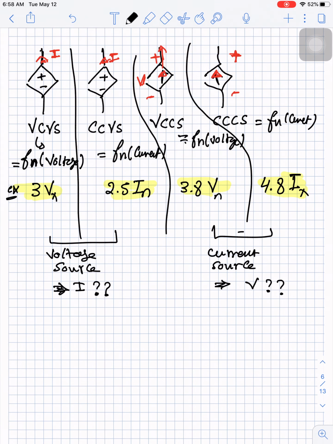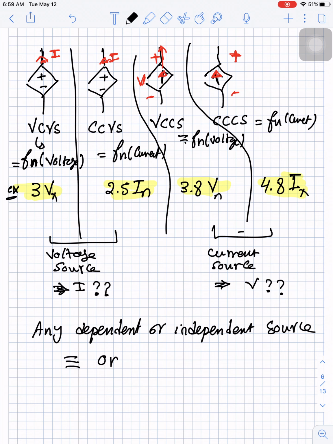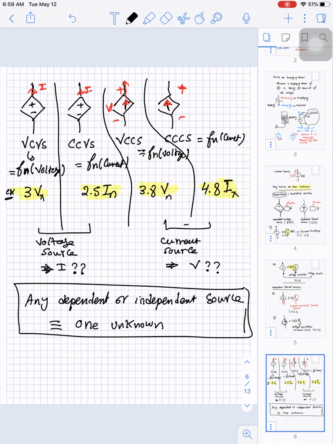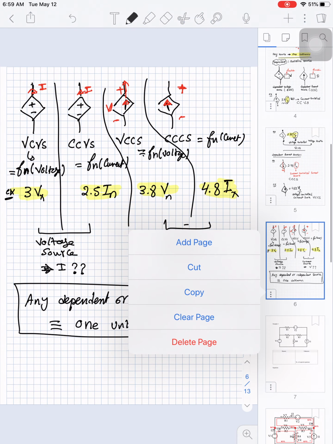So any dependent or independent source is equivalent to one unknown in your circuit. We will see how we can deal with these unknowns later on. Now, the second type of elements is loads. Okay, so we finished the sources. Now we will start the second type of elements, which are loads.